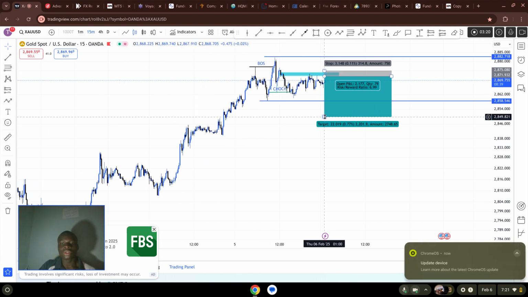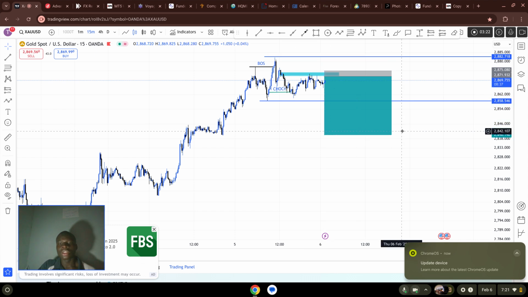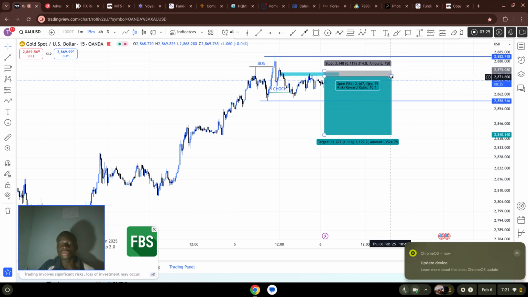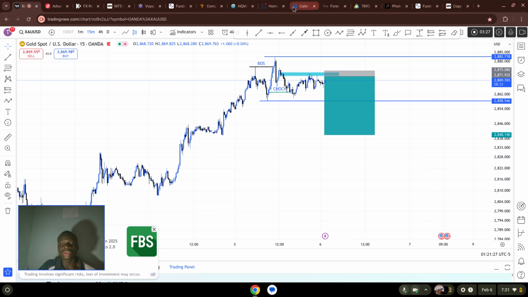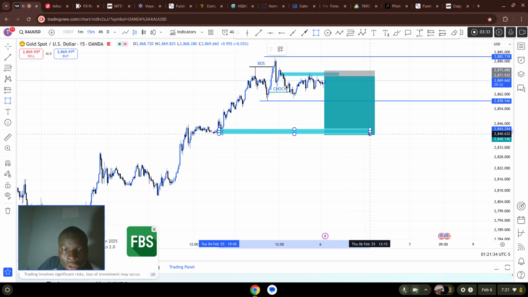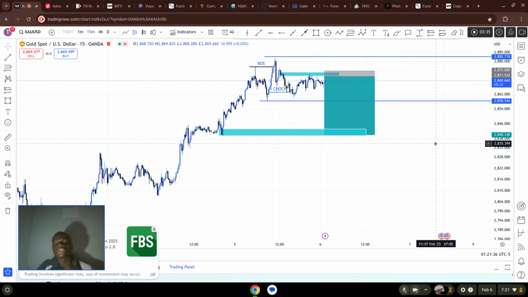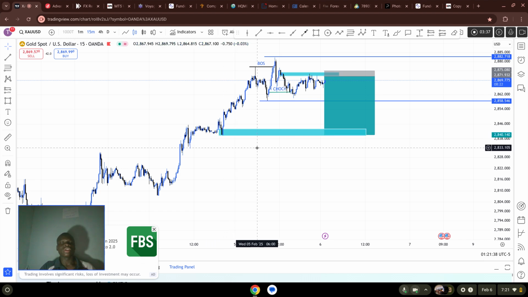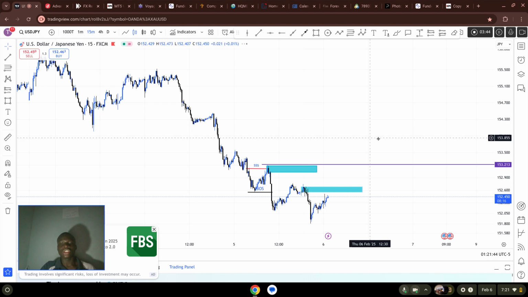If we take this as my change of structure, we have a supply zone and a demand zone from this point here. So that's that for gold.